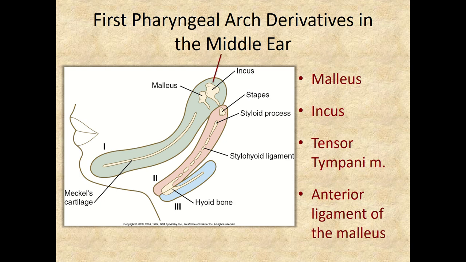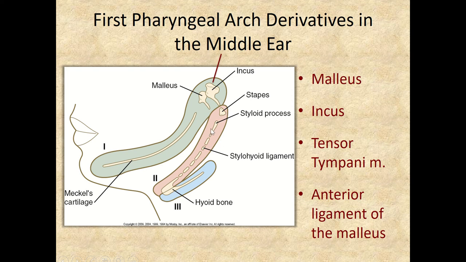Okay, and some other, just as a recap, some other pharyngeal arch derivatives in the middle ear. I like this picture because it kind of puts everything together. Here you can see the malleus and incus from arch 1. The mandible, the actual mandible, there's a cartilaginous precursor. The mandible itself doesn't come from the arch cartilage, but for all intents and purposes, you can kind of think of it that way.